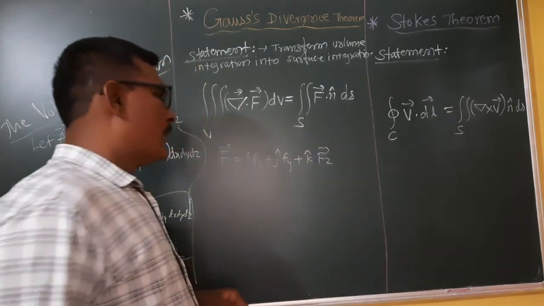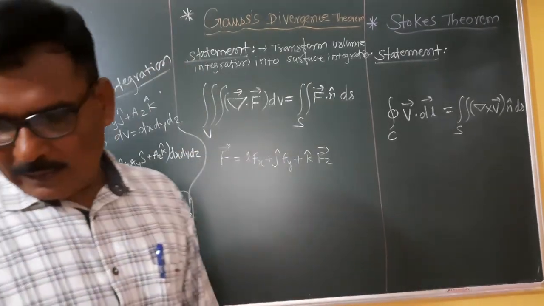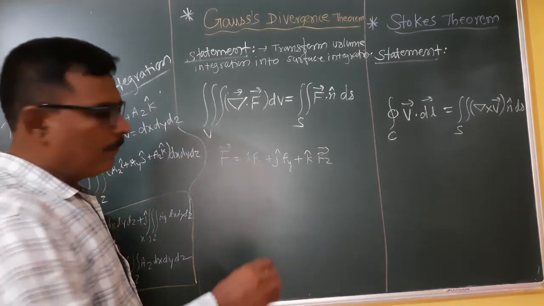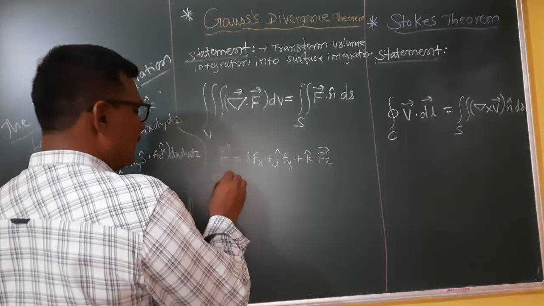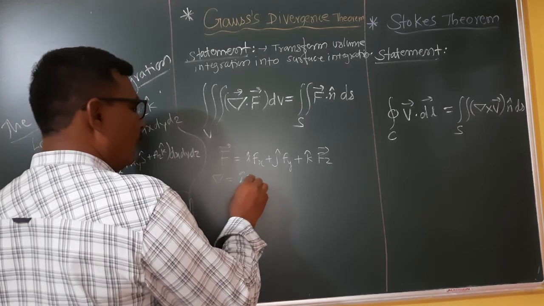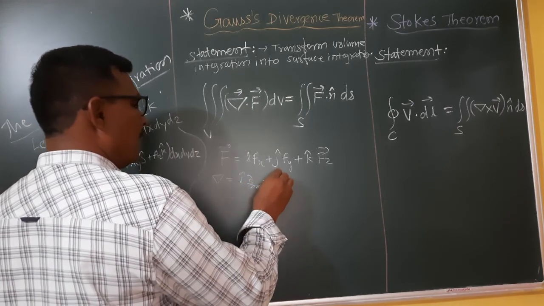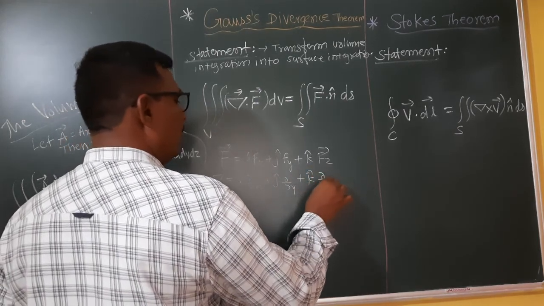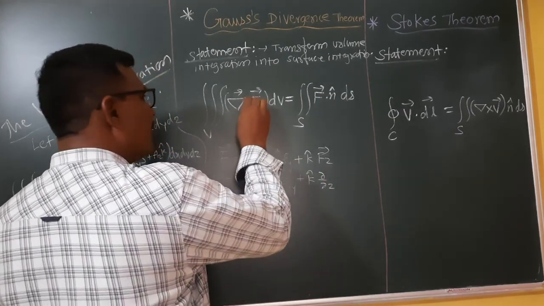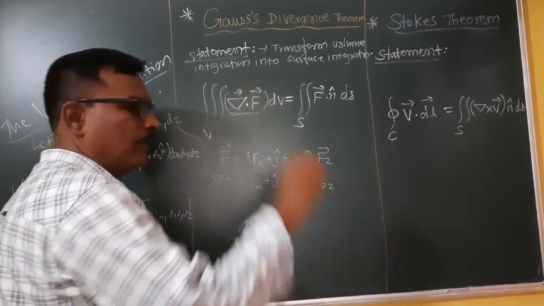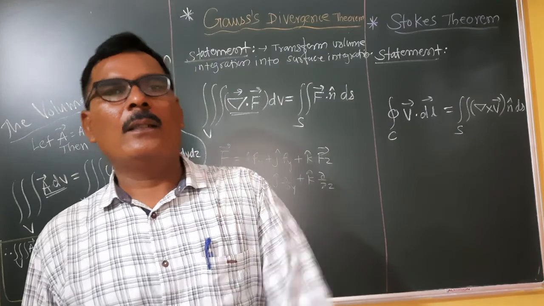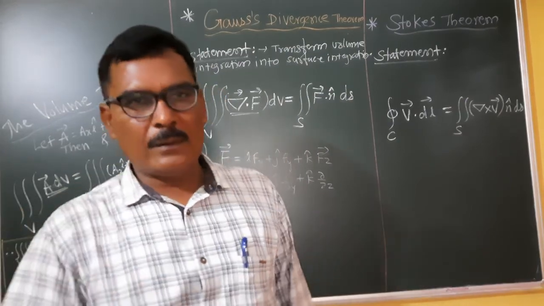This is what we have to say: F bar is the vector field, and divergence is the del operator. Del is nothing but I cap into dou by dou x plus J cap into dou by dou y plus K cap into dou by dou z. And this symbol is called divergence. In the last period we discussed divergence means a dot, and curl means a cross.